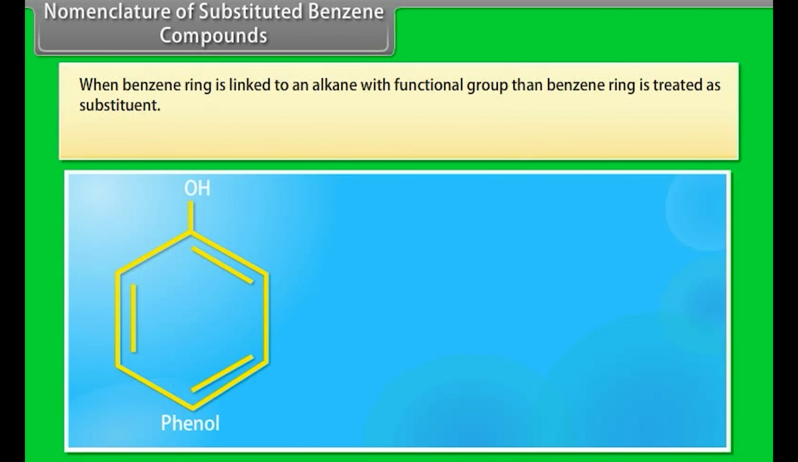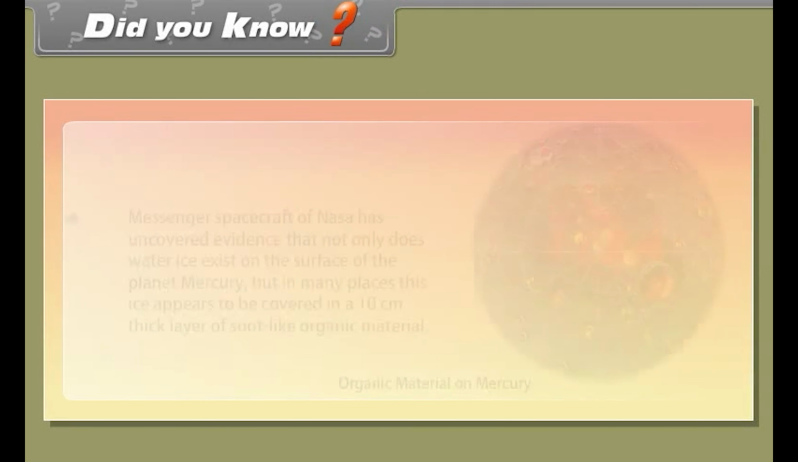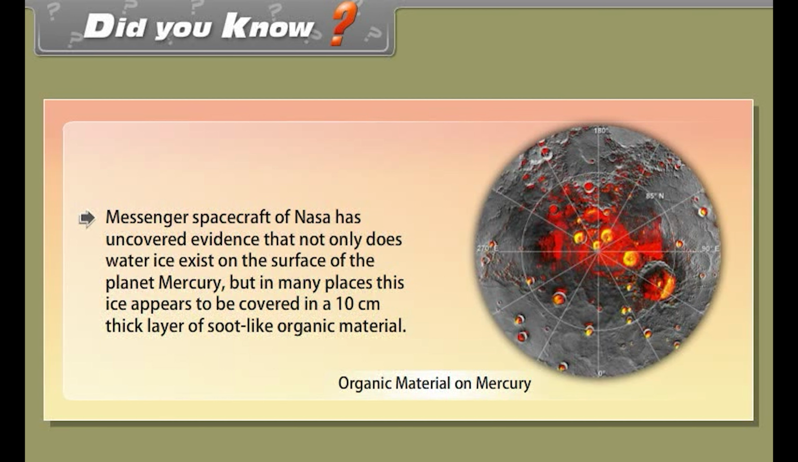When the benzene ring is linked to an alkane with a functional group, then the benzene ring is treated as a substituent. The term phenyl is used to indicate C6H5. Did you know? The Messenger spacecraft of NASA has uncovered evidence that not only does water ice exist on the surface of the planet Mercury, but in many places, this ice appears to be covered in a 10 centimeters thick layer of soot-like organic material.